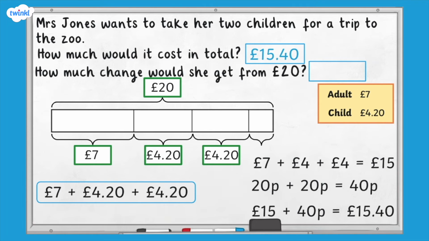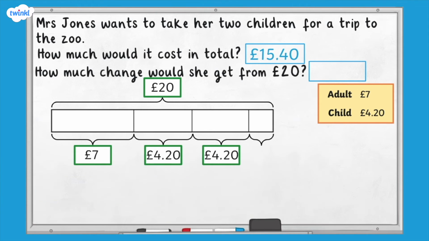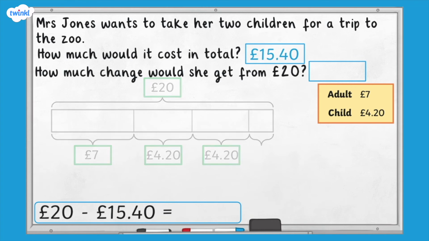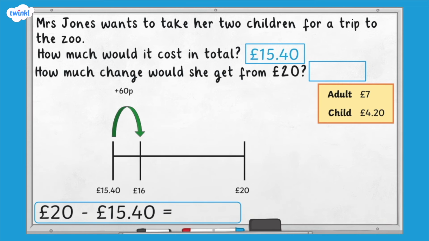Now we need to calculate the change she would get from £20. To do this, we would need to subtract the total cost of the tickets from £20. One way we can do this is to count on from the lower value. We can count on by 60 pence to reach £16. We can then count on £4 to get to £20. We have counted on £4 and 60 pence. £20 subtract £15.40 equals £4 and 60 pence. So Mrs. Jones would have £4 and 60 pence left.